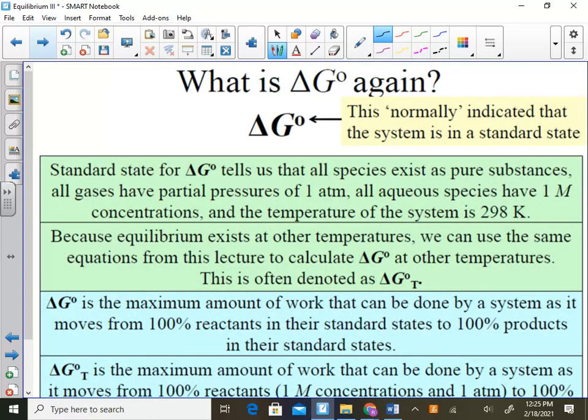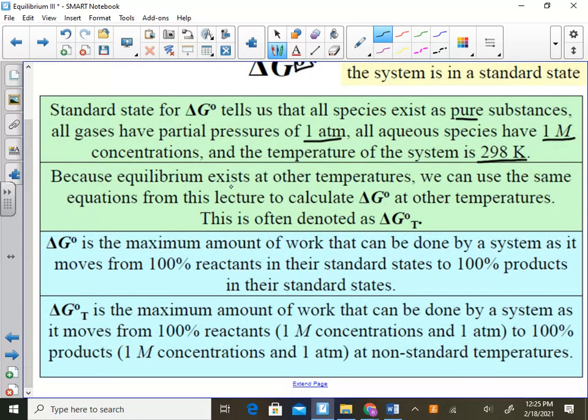Okay. And so when we talk about G naught, this little symbol that looks like a degree sign just indicates that it's at standard state. And this just kind of goes through what that means: you have pure substances. If it's a gas, it's at 1 atmosphere. If it's a solution, it's 1 molar. The temperature is 298 Kelvin, which is about 25 degrees Celsius or room temperature. And so now equilibrium exists at other temperatures. So if we don't have standard state, the temperature will be indicated by a number right there.